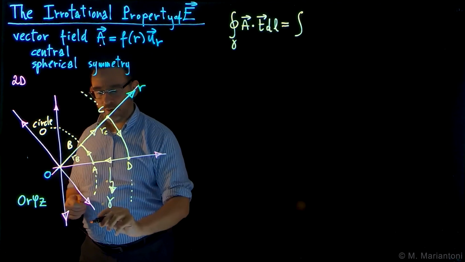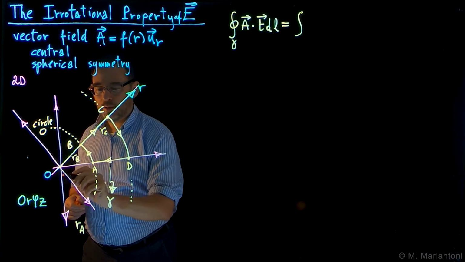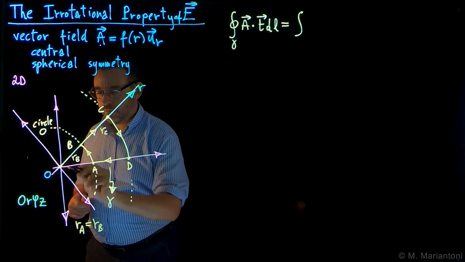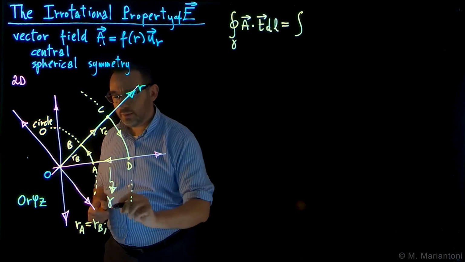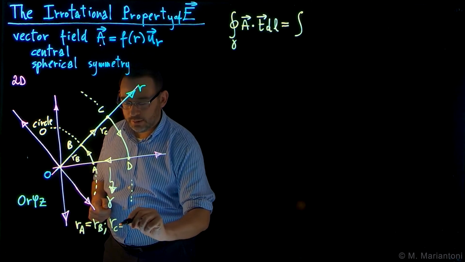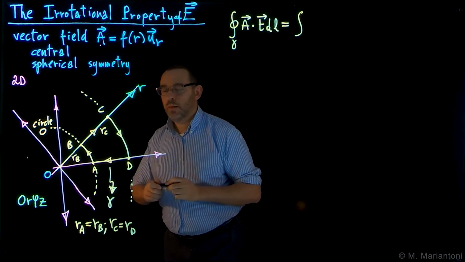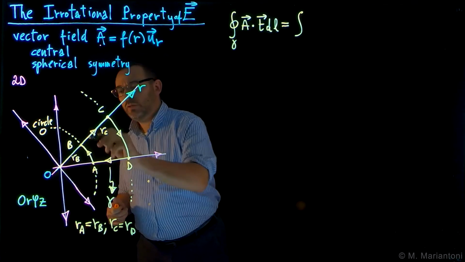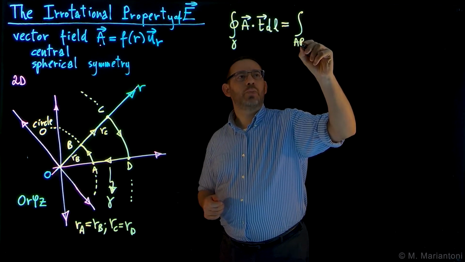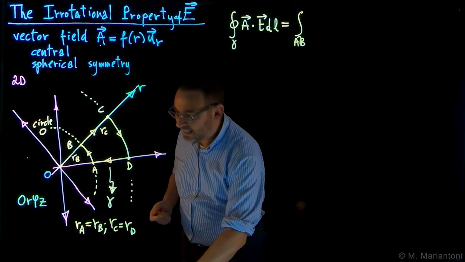Okay, so let's write it down here. The radial distance RA from O to A is the same as RB from O to B. Similarly, the radial distance from O to C, RC, is the same as the radial distance RD, obviously, because these are arcs with center in O. Okay, so when we do the integral from A to B, let's just write on the A to B arc, okay?